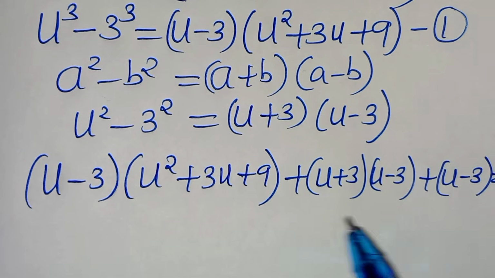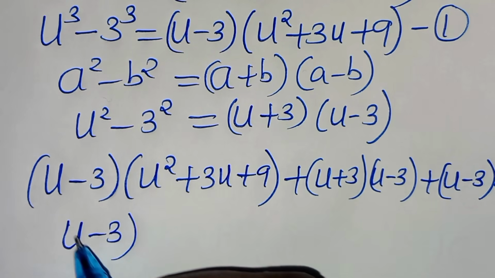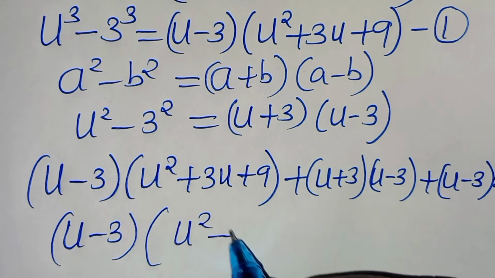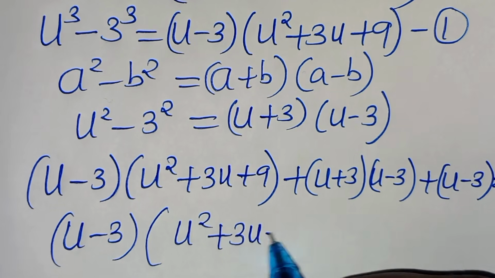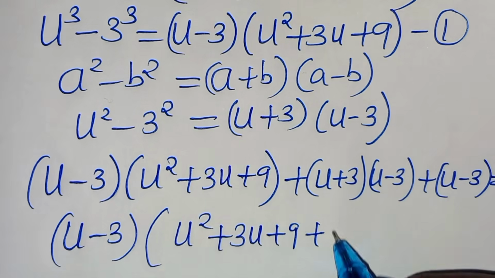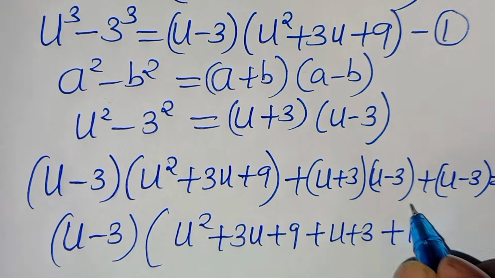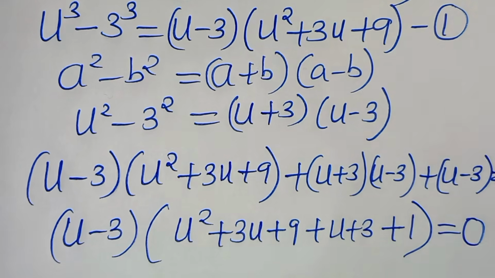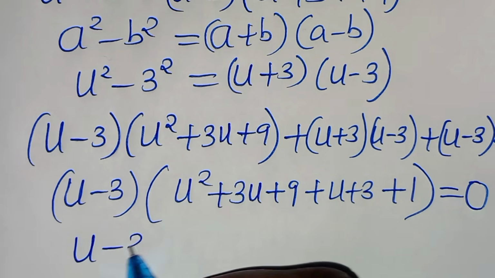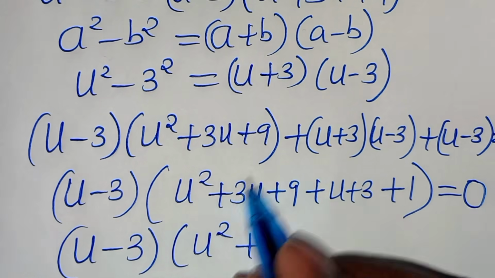u minus 3 is common here, so we can factor out u subtract 3. So that now this is u^2 plus 3u plus 9, then plus u plus 3, then plus 1, closing the parentheses, and this is equal to 0. Now this means we have u subtract 3 times u^2 plus 3u plus u.